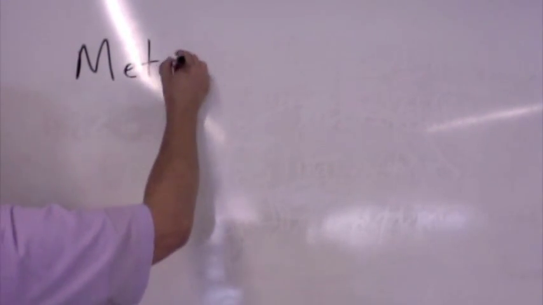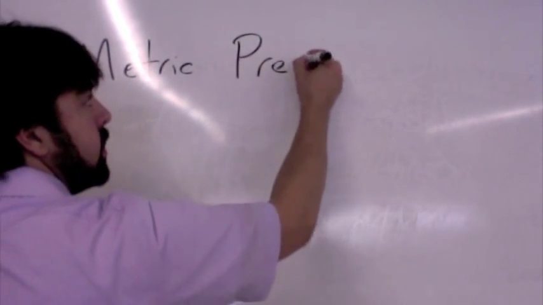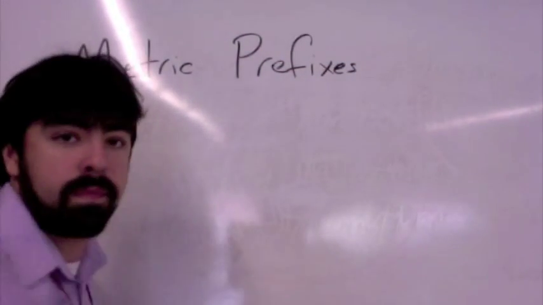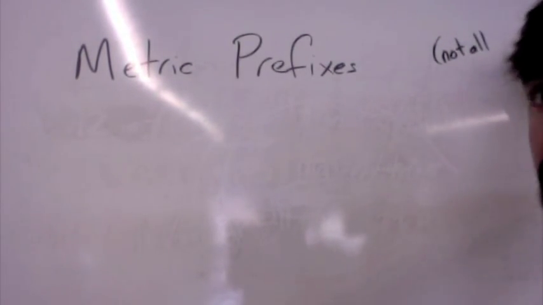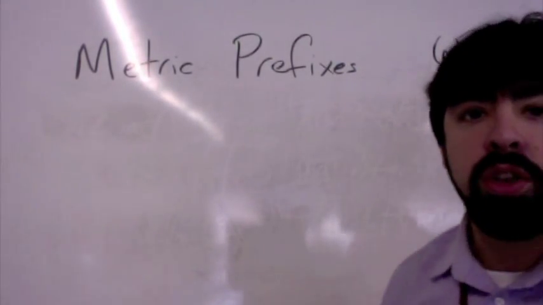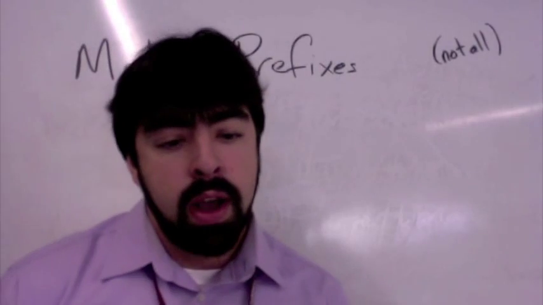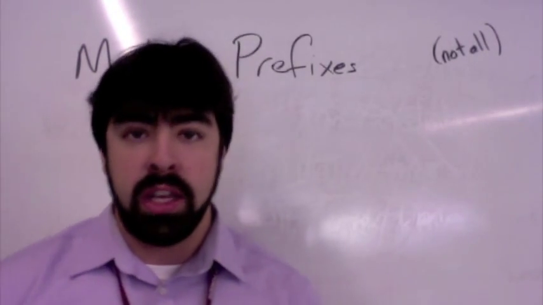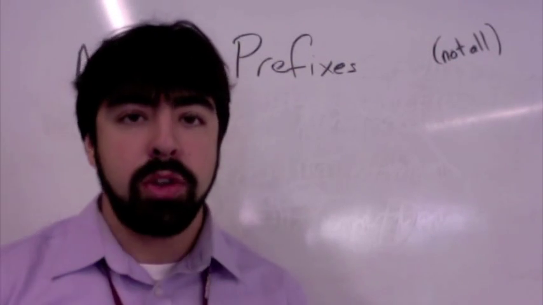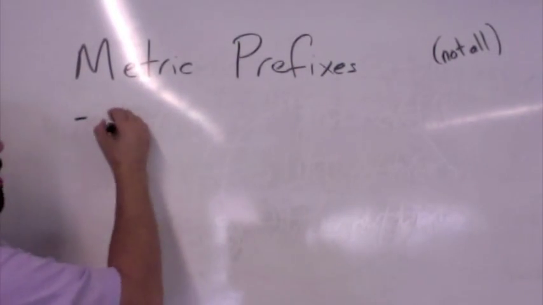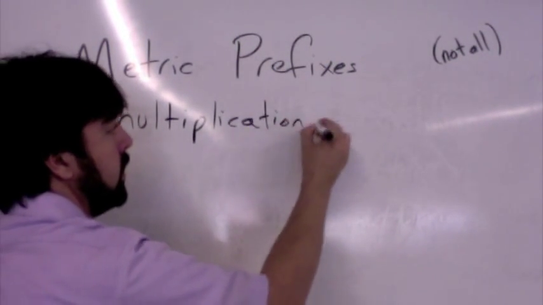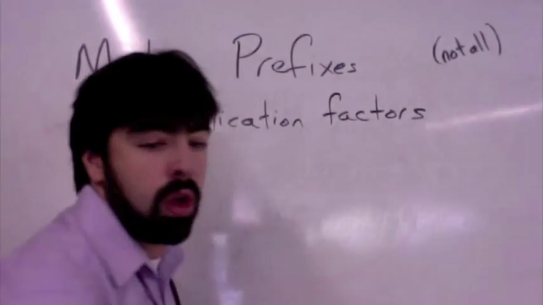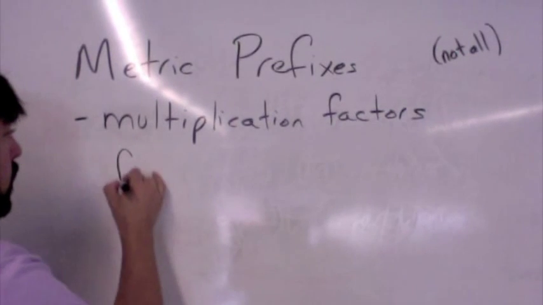So let's talk about some metric prefixes. And we're not going to do all of them. There are more, so it's important to note, not all of them. But we are going to do some of the major ones, the ones that are more commonly used in high school science. So what metric prefixes are is that they are multiplication factors for all of your basic units.